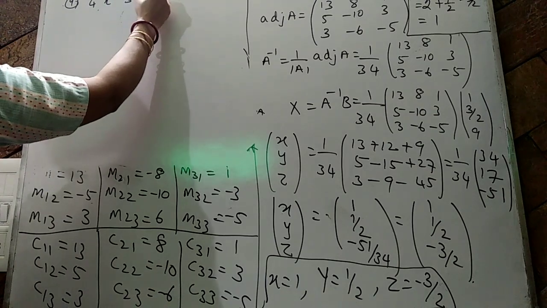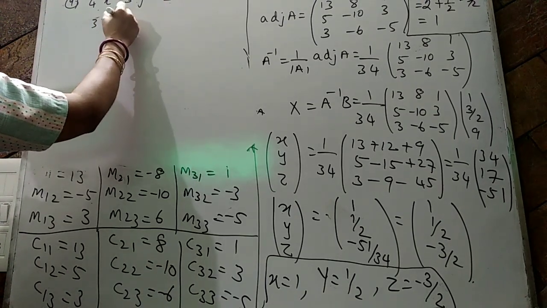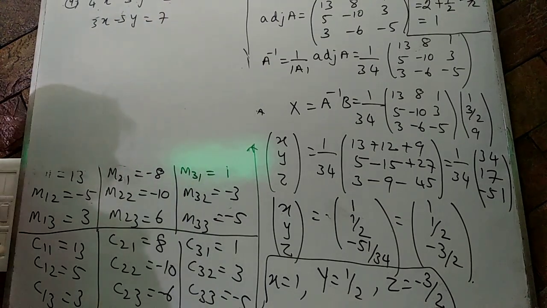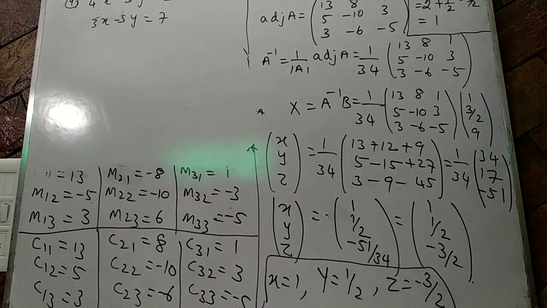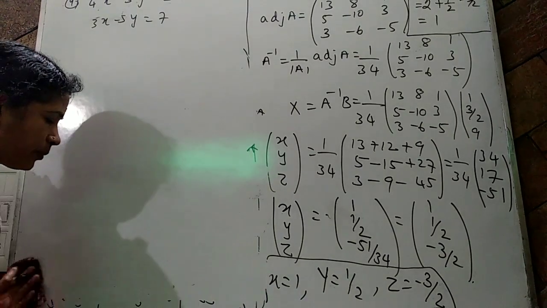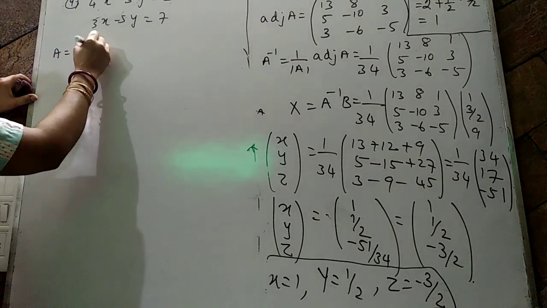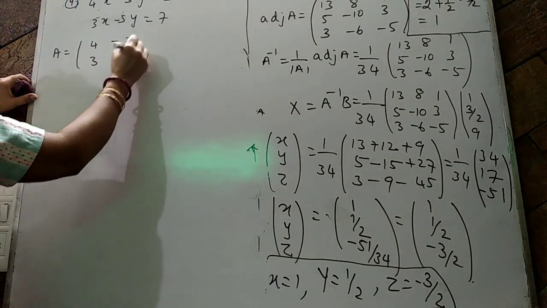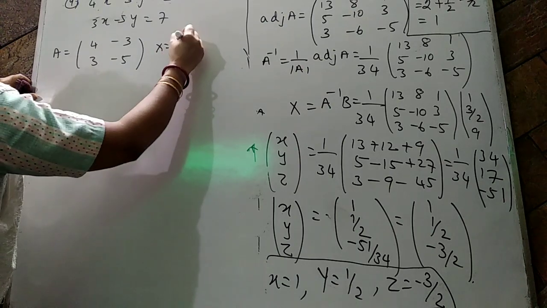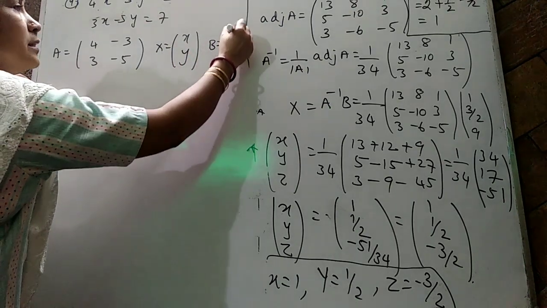Please do it as homework. Now the equations: 4x minus 3y equal to 3, that is 3x minus 5y equal to 7. This is the last question. Okay, fine. Now do it fast, everybody. Time is running. Anyhow, the system can be written, it is so simple: A is the matrix 4, minus 3, 3, minus 5. Then X is equal to x, y. Then the B matrix we will get is 3, 7.